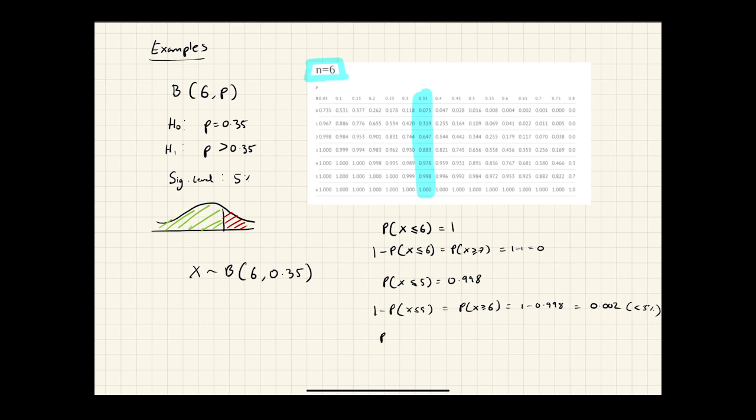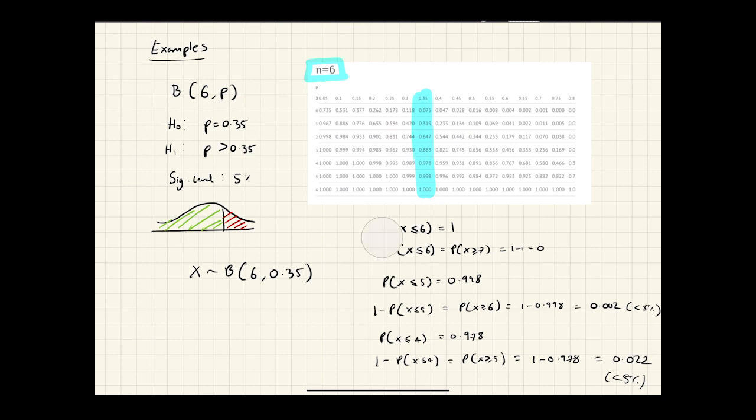Then if I do the probability x is less than or equal to 4, I get 0.978. If I do the same thing again, the probability that x is more than or equal to 5 is 1 minus 0.978, which is 0.022, which again is less than or equal to 5%. And you can see the gist of what I'm trying to get at here.